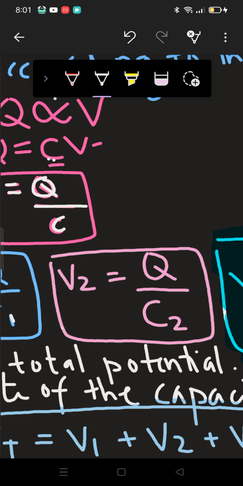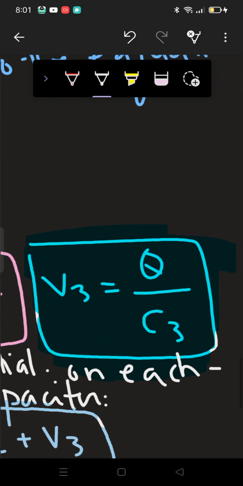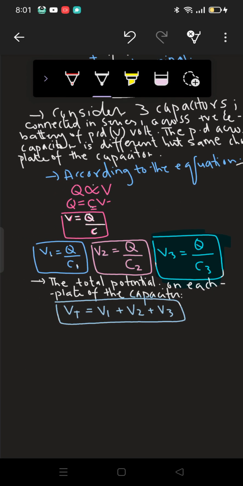Then V2 is equal to Q, again Q is the same, right? The charge is the same on each plate of the capacitors, and C2 since we are finding the potential difference of capacitor number 2. Then V3 is equal to charge per unit C3, charge again the same, and we are finding the potential difference for capacitor number 3, that's why we have taken C3, right? Then if we want to find the total potential difference, what would that be, right? So now see, we have already found V1, V2, V3, right? When we add all of these, we are going to get the total potential difference, right?